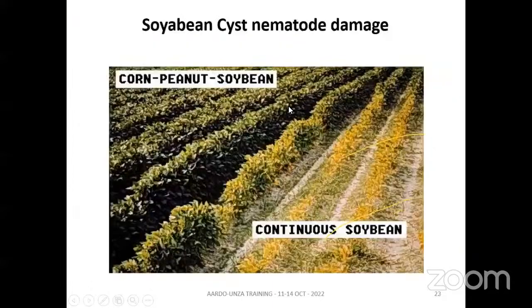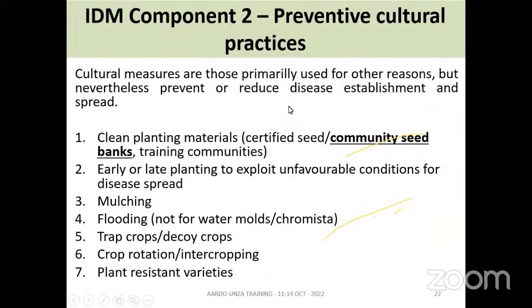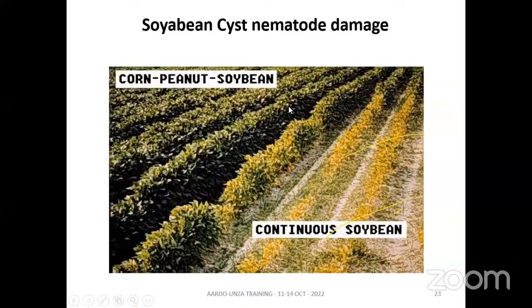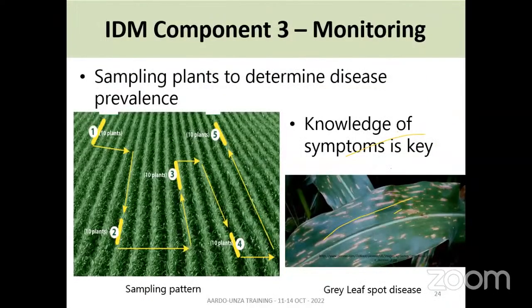Then your next, and here I was just showing an example. On the right of your screen, you have soybean plants that are really being killed by soybean cyst nematode. And on the other side, you have this healthy soybean. The difference is that in this field where the soybeans are really suffering, year in, year out, they've been putting the same soybean. But in that other area, they put maize, peanuts, and then soybeans in rotation. So that rotation is what has helped there as a cultural practice.